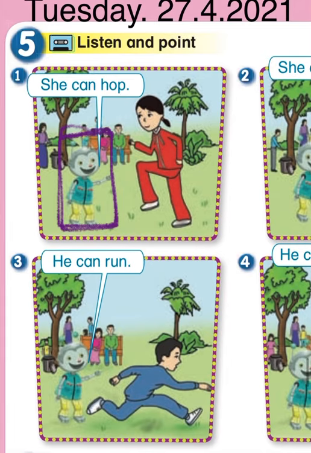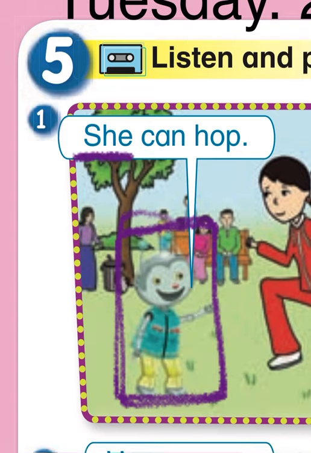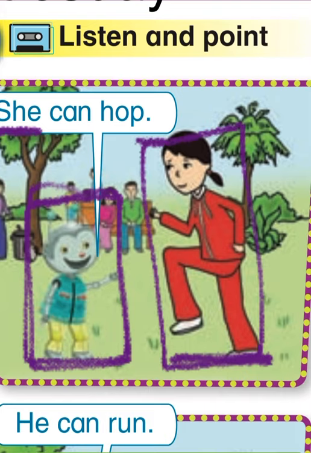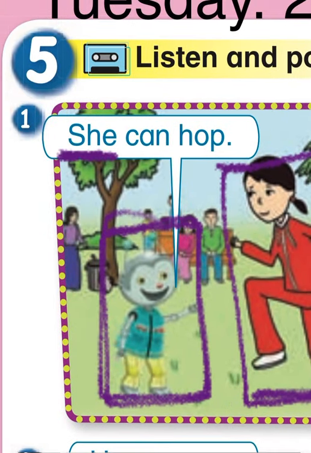When you want to talk about a girl, what do you say? She or he? She, excellent. So robot started his sentence with she, S-H-E. She, why? Because it's a girl. And here we have a girl. So robot is talking about this girl.